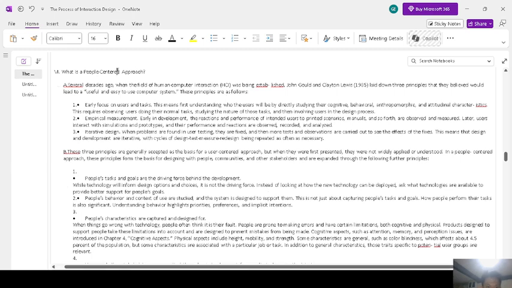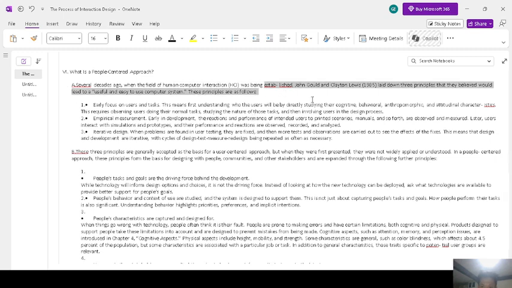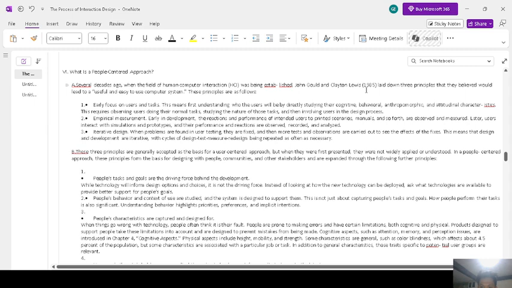So what is a people-centered approach? Several decades ago, when the field of human-computer interaction was being established, John Gould and Clayton Lewis, 1985, laid down three principles that they believed would lead to a useful and easy-to-use computer system. These principles are as follows. So these are the principles of people-centered approach.